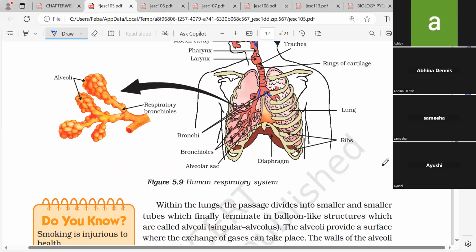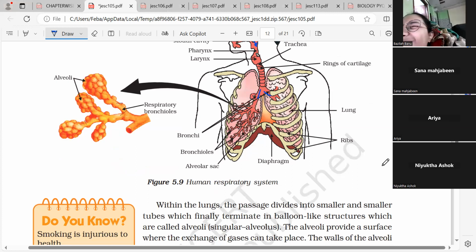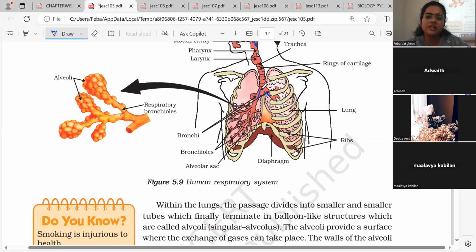Okay, now the trachea, what will happen to the trachea? They'll branch out into left and right bronchi. Yes, they'll get divided into left and right bronchi. Bronchi will branch out into bronchioles and they'll terminate in alveolar sacs. Yes, they'll terminate in alveoli or alveolar sacs. Now, what is the function of alveolar sacs? They help in the exchange of gases. They help in the diffusion of gases between the outer environment and the bloodstream, right? That's what is happening in the alveoli.